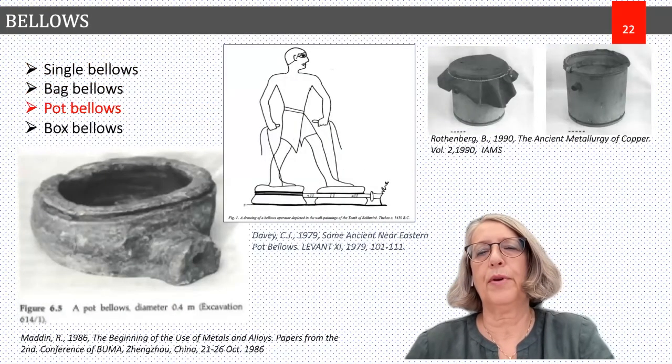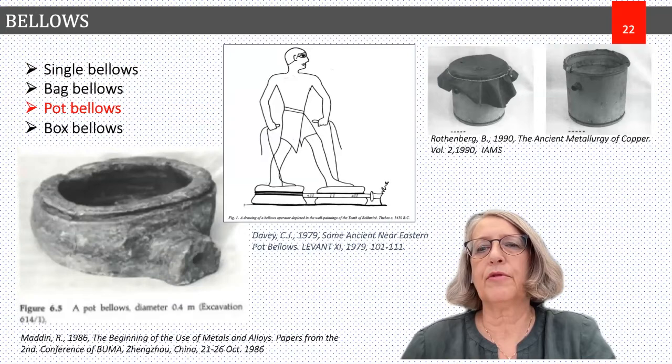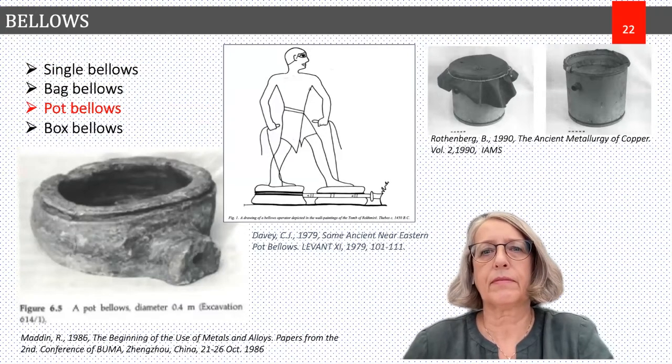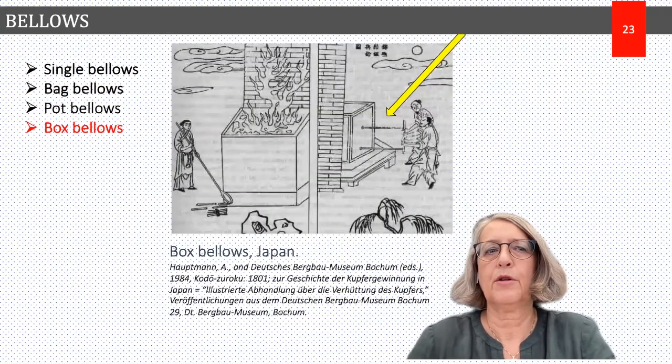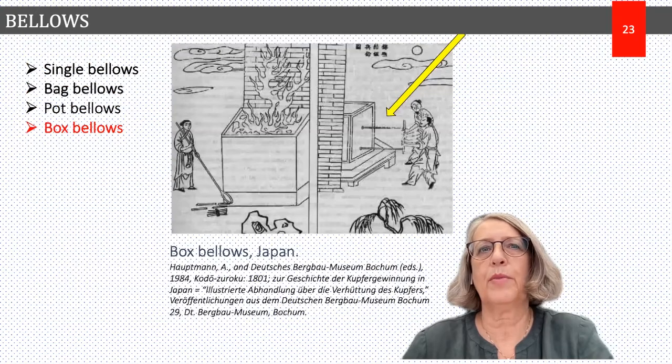Pot bellows are operated with the feet moving up and down. See a Chinese artifact on the left, an Egyptian drawing in the middle, and reconstructions of such pots in experiments from 1990. Box bellows require more muscle power. As seen in the drawings of a Japanese example, they are constructed in a way that they can be operated by 2 men.